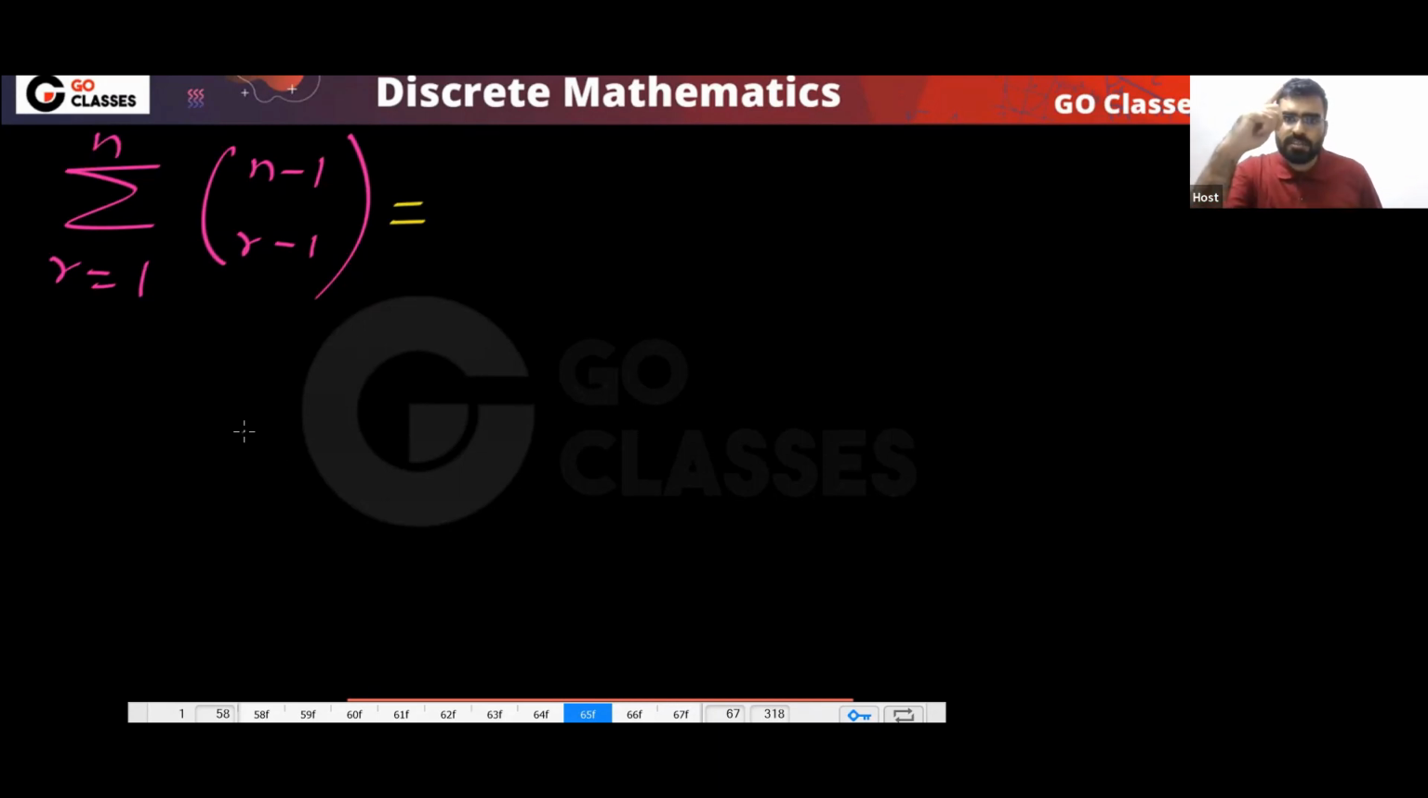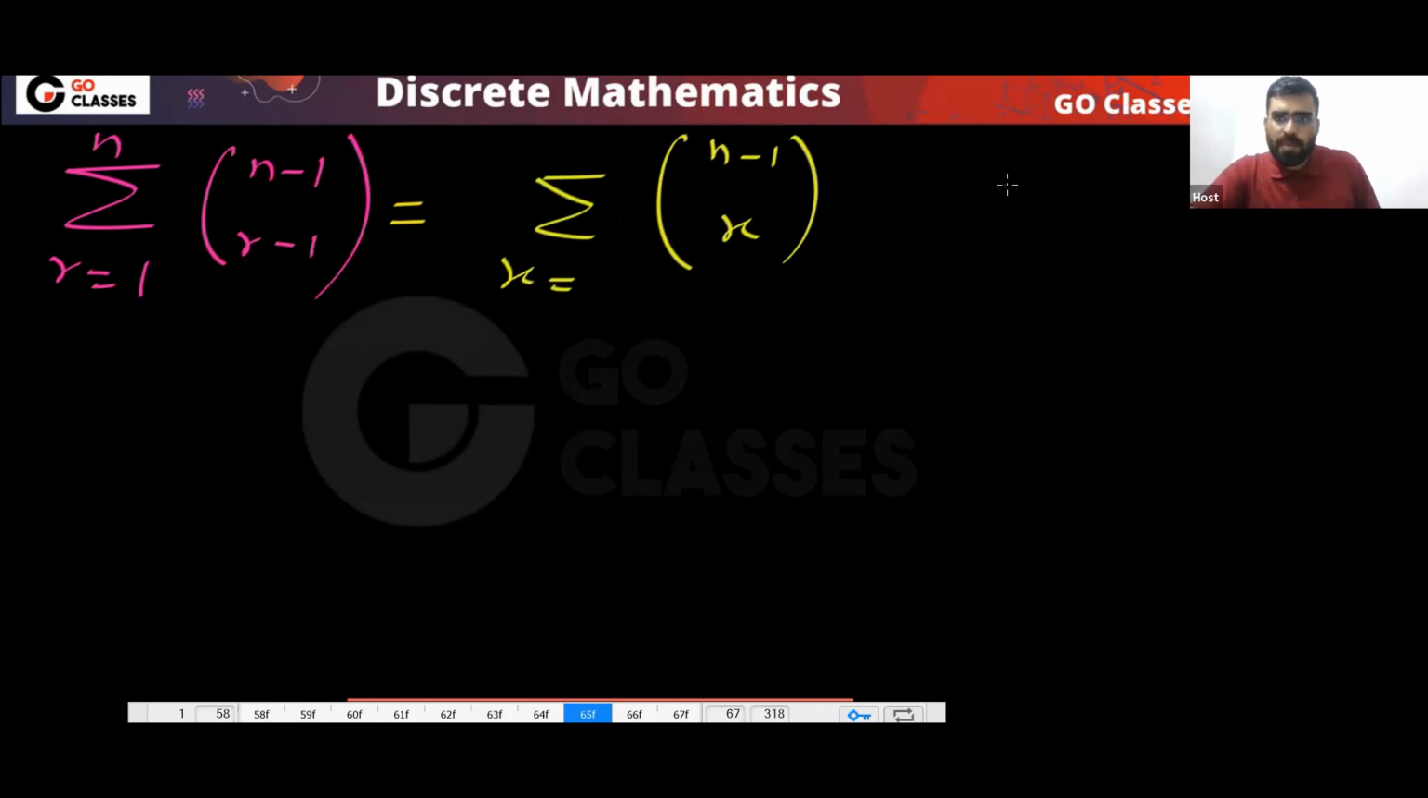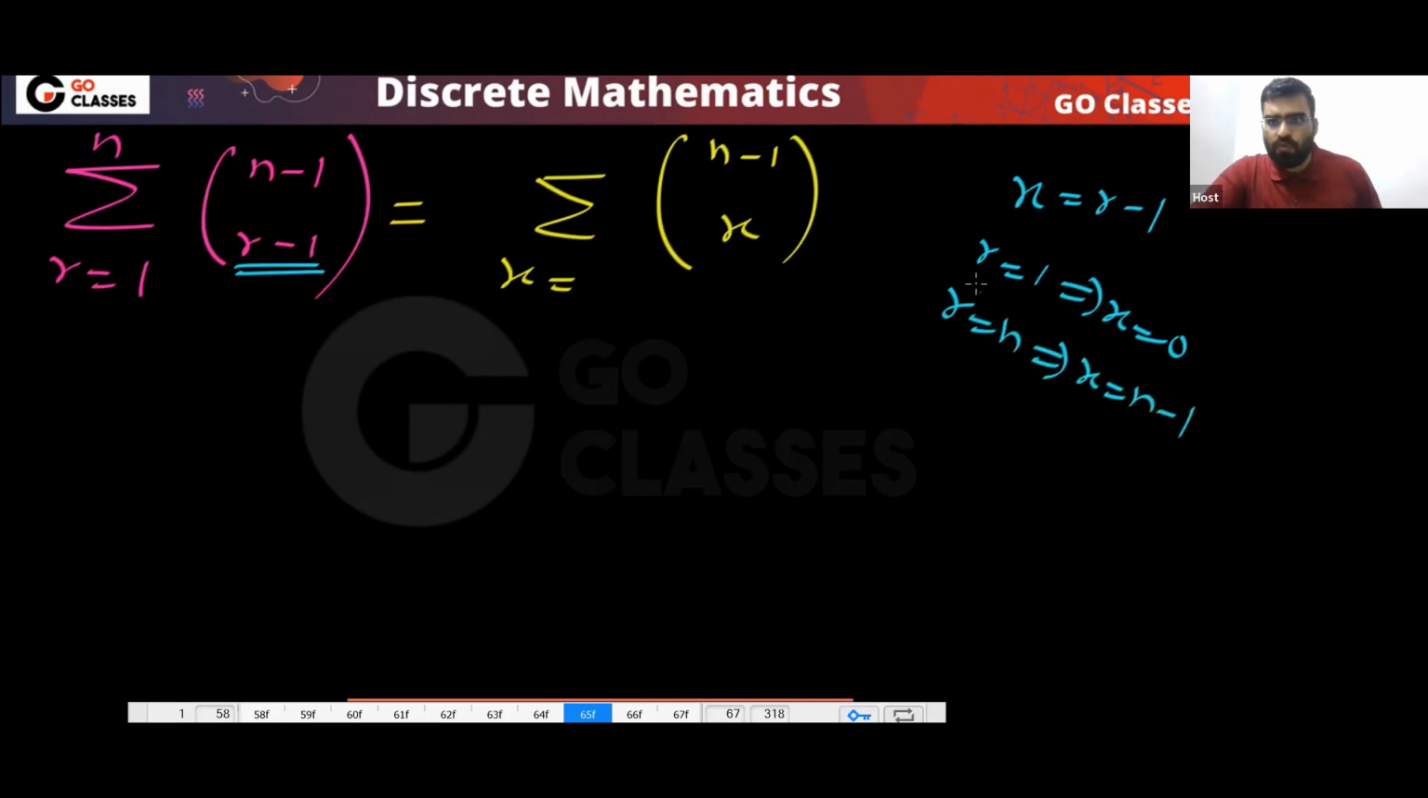You can also do it like this. In the fundamental course, Sachin told you that we can change the range. If you want, you can change this range. So you can put x here. Then tell me where this x will go. You are putting r minus 1 equal to x. When r is 1, then x is 0. And when r is n, then x is n minus 1. So r is going from 1 to n, so x will go from 0 to n minus 1.